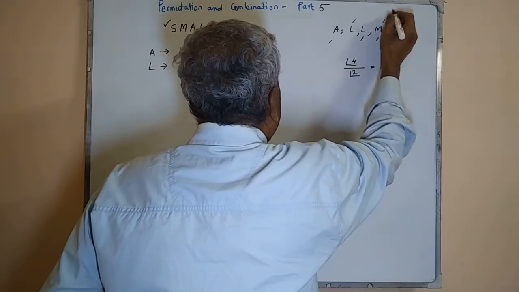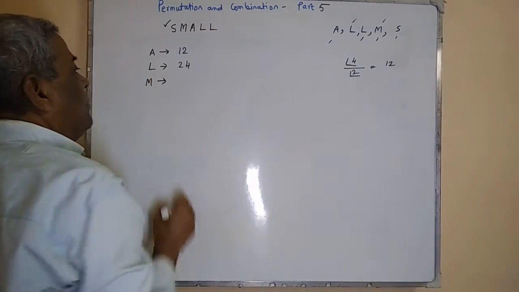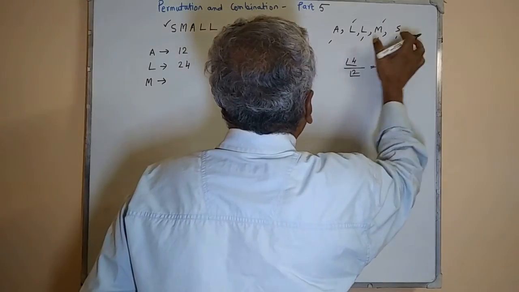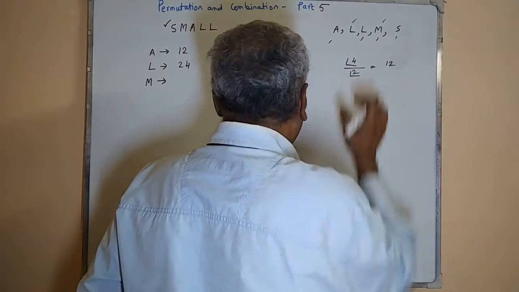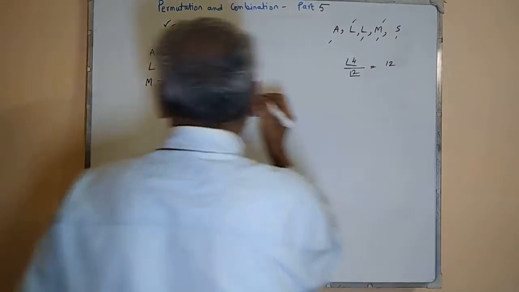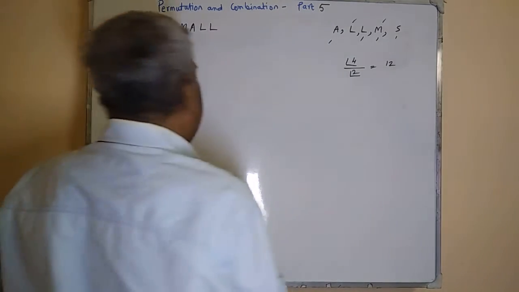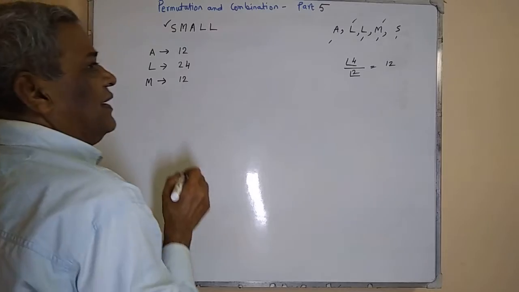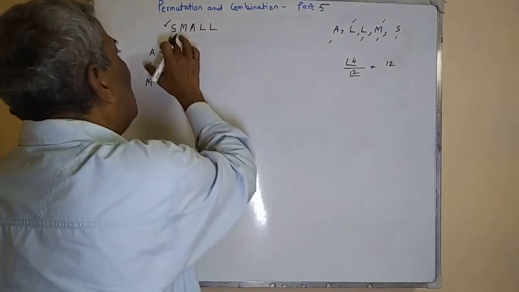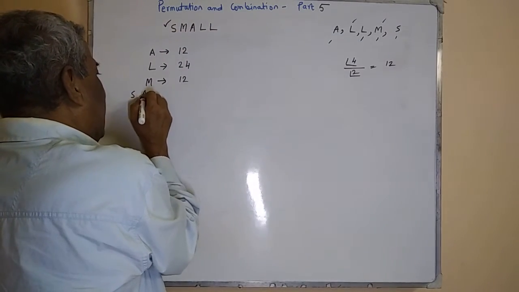Next comes M. Taking the letter M first, 4 letters are there, so factorial 4 by factorial 2 because 2 are identical. So once again it is 12. Then comes S. After S, this word will not be SMALL. Let us take S and then A.